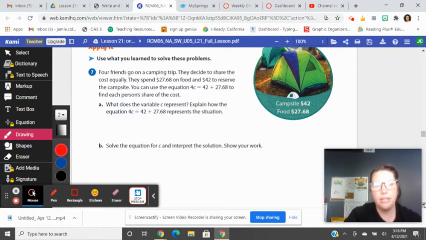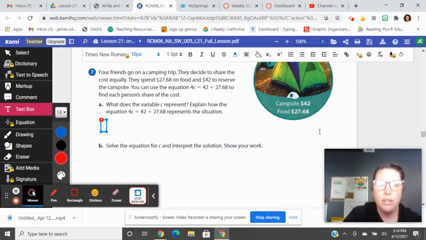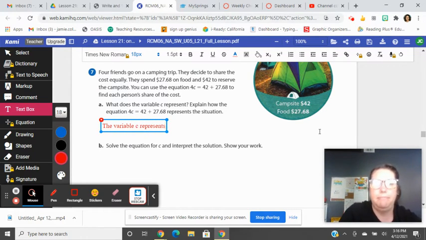Okay, well, let's just go ahead and solve this, right? So I guess, I'm sorry, I needed to reread. Part B, we actually solve for C. Part A, we're just writing down what the variable C represents. So text box is what I need. So the variable C represents the cost.